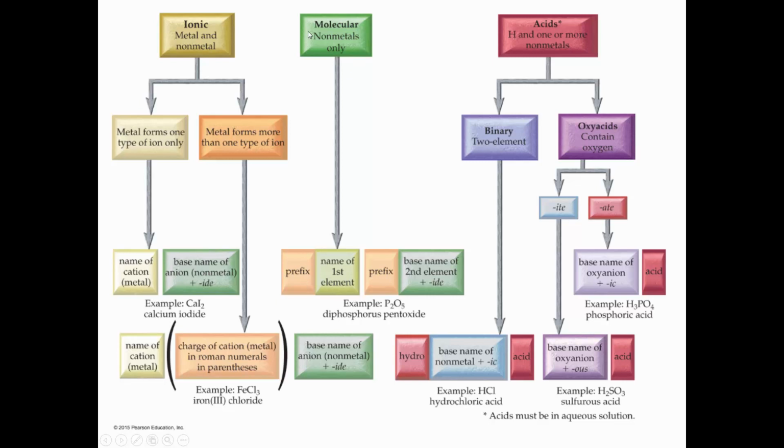You name it as a molecular compound if everything in the compound is a non-metal. If that's the case, you just use the system where you use prefixes. You name it as an acid if the first element in the formula is hydrogen. If the first element is hydrogen, then you would use this system. This is how we go about making the decision of which of these three we should use.